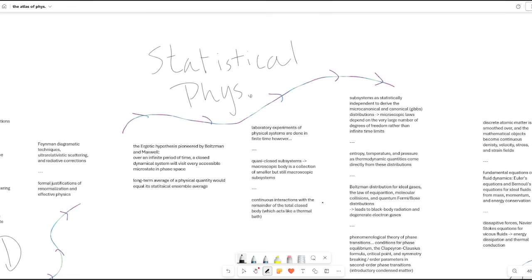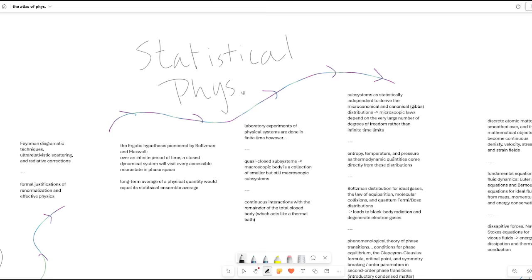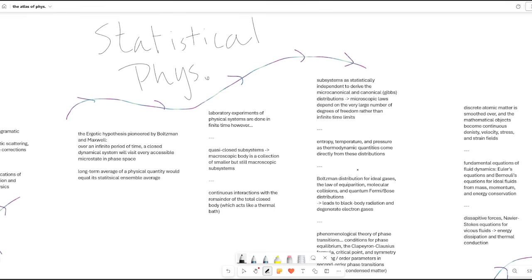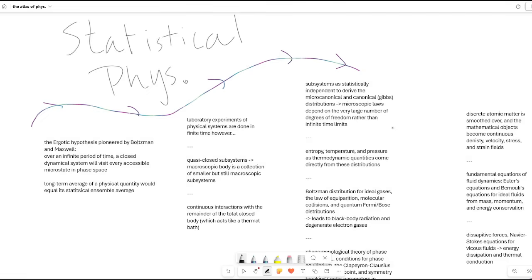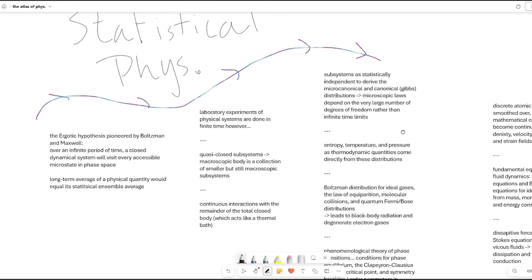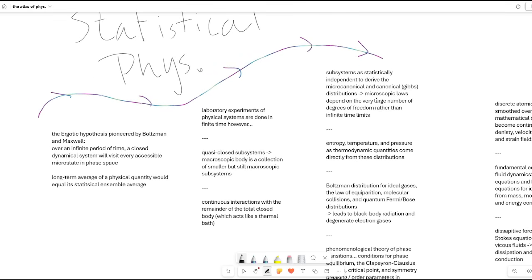And when we do this, what's important to note is that this allows us to construct objects like partition functions, and basically go from the micro to the macro equilibrium. And these microscopic laws are going to depend on a very large number of degrees of freedom.